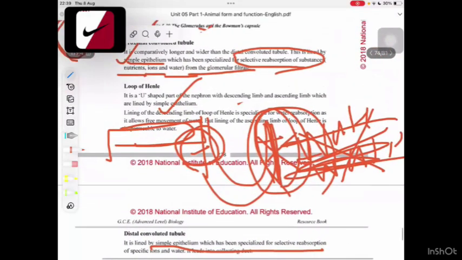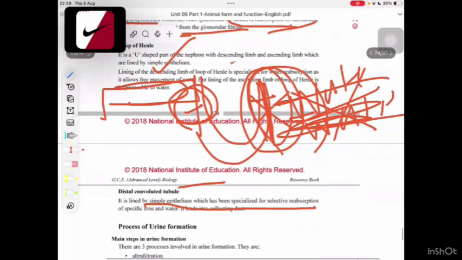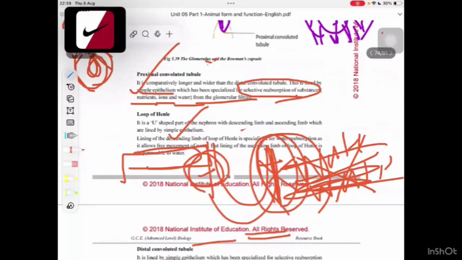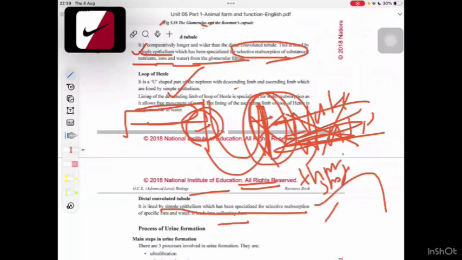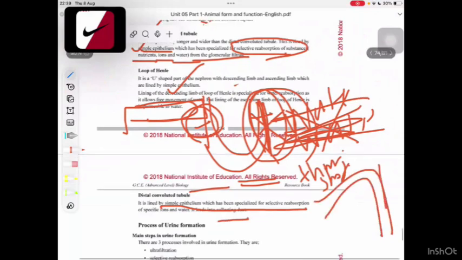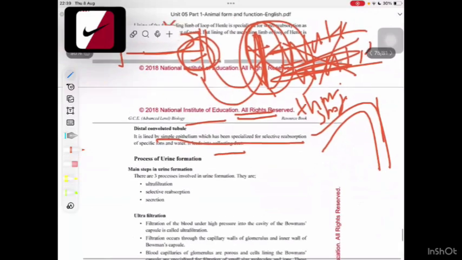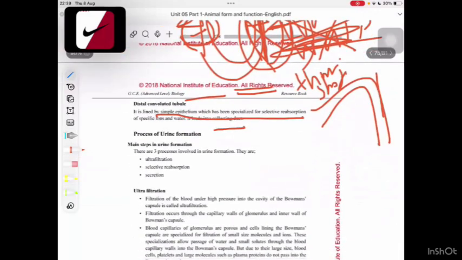The distal convoluted tubule, again, is lined by simple epithelium which has been specialized for selective reabsorption. Same thing, right? But the distal convoluted tubule is thinner and shorter. It leads to the collecting duct. We know that the DCT is the one which leads into the collecting duct, right? Process of urine formation. Now we're going to learn about urine formation.